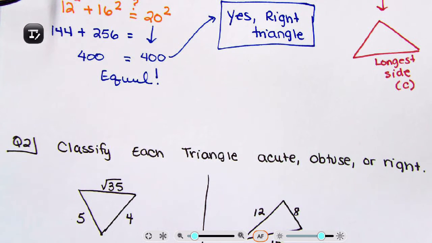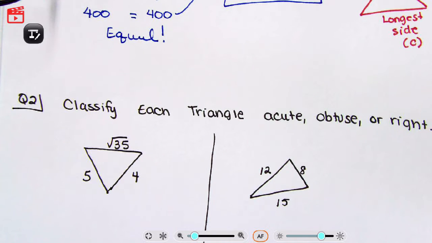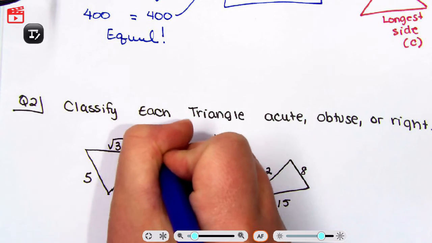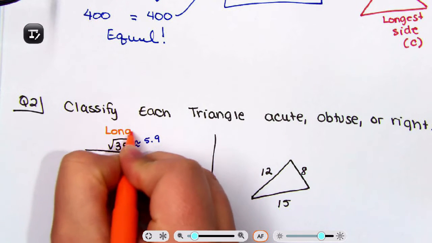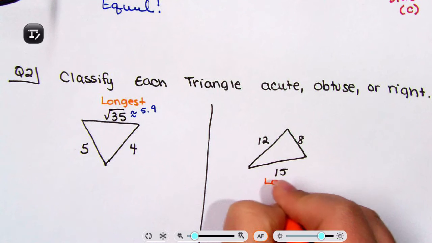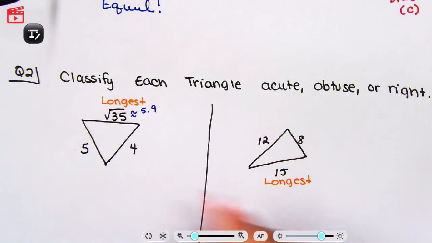Again, largest side. So I don't know off the top of my head what the square root of 35 is. So I'm going to type that into the calculator just to get an approximation. This is about 5.9. So because I typed that into the calculator, I do have a decimal, but I don't really want to use that. I just need to know that that is my longest side. This one here also, this one's a little easier because we know 15 is the longest. So let's do this one first.